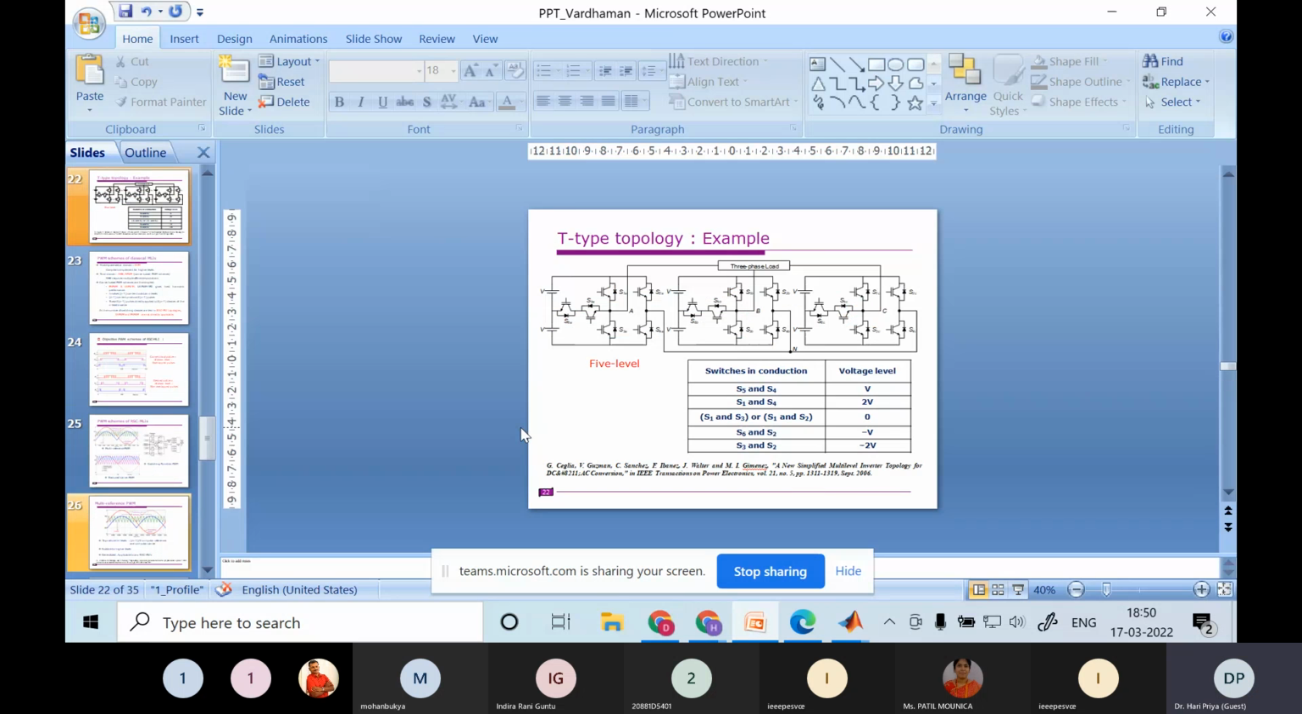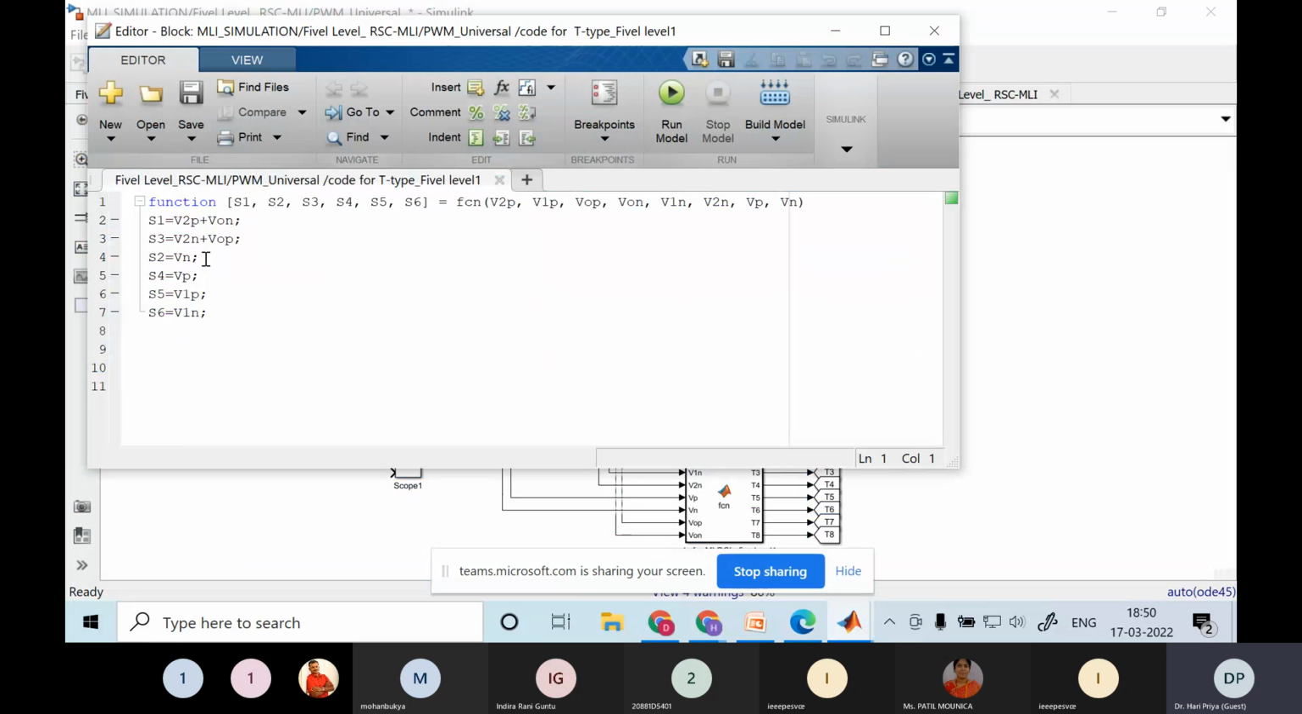Yes, you can see the circuit where S1 and S4 are on, you will get VDC. The S1 switch is responsible for obtaining 2 VDC. The S3 switch is responsible for minus 2 VDC. You may wonder why we have taken 0 and N also. It is also for 0. For the 0 path, the top 2 switches can be on or the bottom 2 switches can be on. Similarly, S5 is responsible for obtaining the positive level in V1, and S6 is responsible for obtaining minus V1. That's how we have directed it.